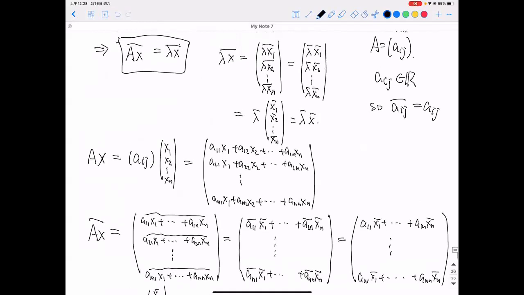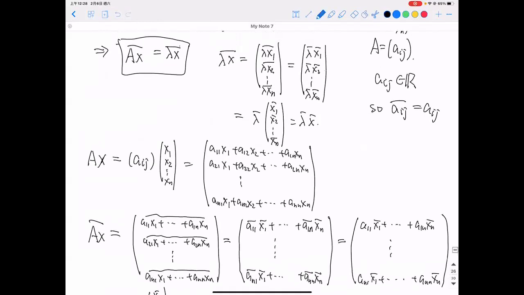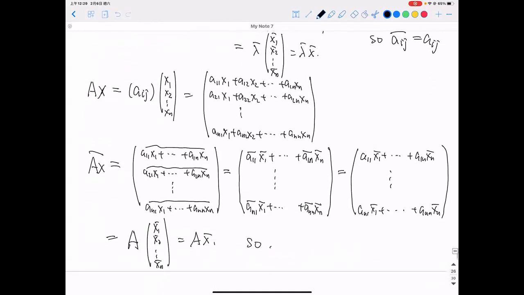Okay, so we start with the equation bar of Ax equal to bar of lambda x. We figure out that bar of lambda x is lambda bar x bar. And we figure out bar of Ax is A x bar. So A x bar is lambda bar x bar, which is what we want. Okay, very good.